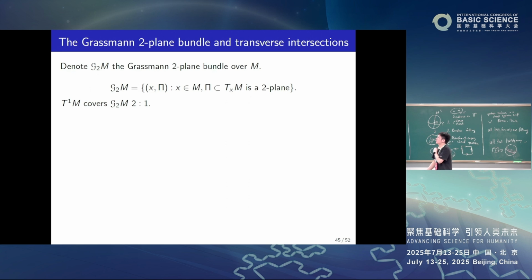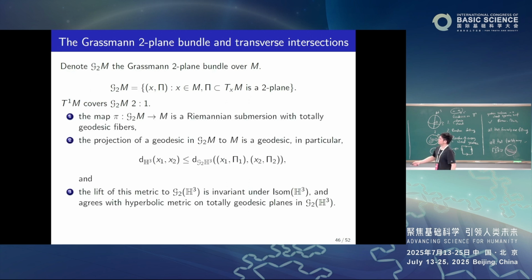And I want to tell you about this frame bundle. Even if you only care about topology, why do you want to understand the frame bundle? I'm going to give you two examples, one from Margulis and one from my paper, and also the paper of Benoist and Fernando Arana. So the Grassmannian bundle is a two-plane bundle over the manifold. My manifold is three-dimensional, and my Grassmannian bundle is five-dimensional.